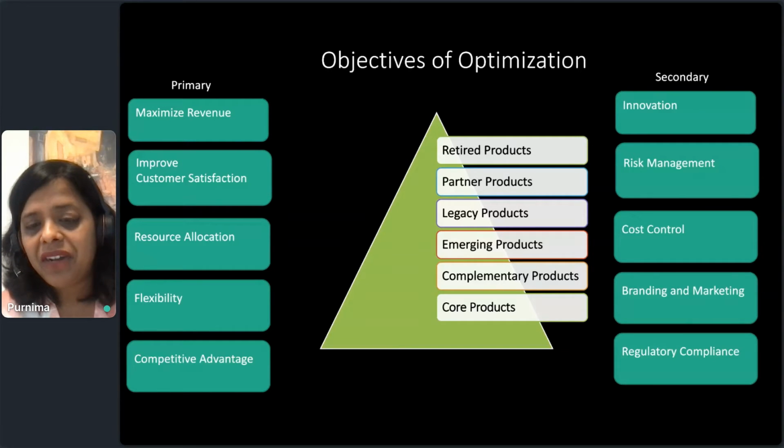Then cost control, you want to do something that might bring down the cost. So, for example, if a legacy product has a very small audience, they use it, but it absolutely makes no sense for me to roll that legacy product into my core product because the cost of building it into my core product is higher than the benefit I'm going to get out of it. So cost control also becomes one of your objectives.